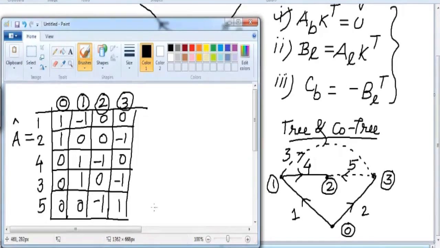Okay, so this is your matrix A dot. Let us cross check this matrix whether we have written the entries correctly or not. So what is the mechanism to cross check? The mechanism is very simple.